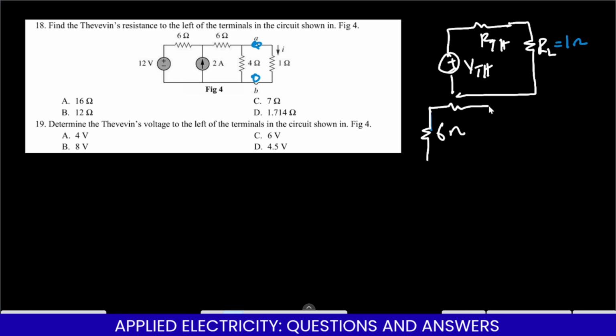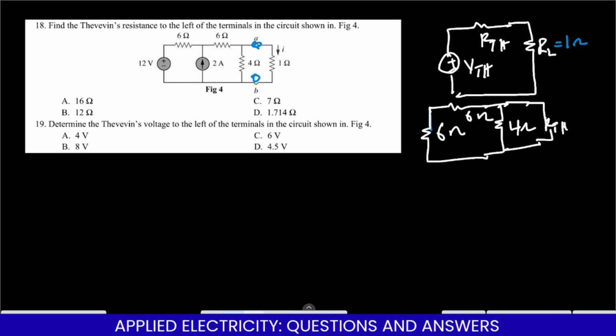And then we have another resistance, which is 6 ohms again. We have another resistance here, which is 4 ohms. And then finally, where we are finding the RTH across. So RTH.